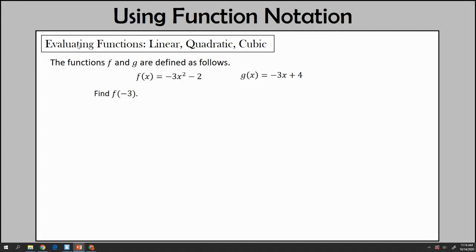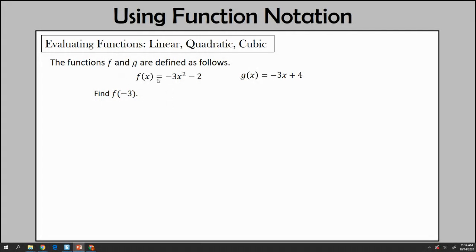Sometimes they're going to ask you to evaluate functions that are higher ordered, like it says linear, quadratic, and cubic. Linear means this kind of equation where x is to the first power. Quadratic means you have an x value to the second power in your equation. Cubic means you have an x variable to the third power. It doesn't matter what this is. You're going to plug it in and solve it.